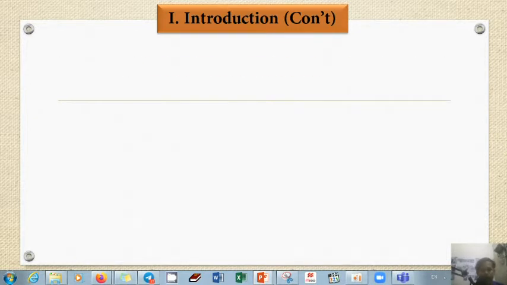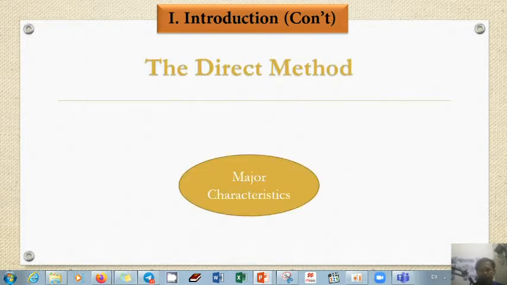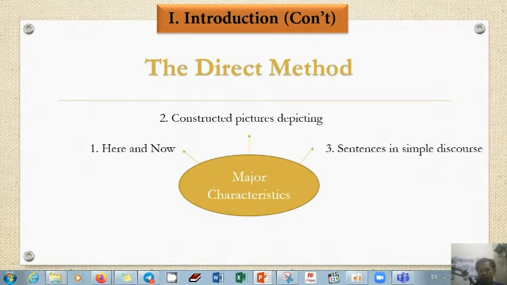Now let's move to the direct method's major characteristics. Number 1, here and now. We have to do it here and now, with no need to wait for another time in the future. Number 2, constructive feature: it means that we prefer to use pictures, maps, or images to teach the students. Number 3, sentences in simple discourse. It means the teacher writes a simple sentence so that students understand easily. Please don't use complete grammatical sentences.